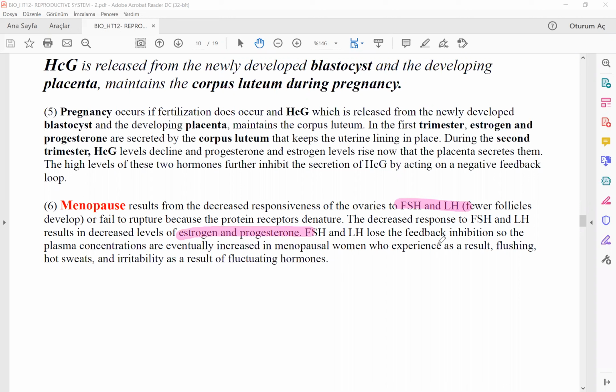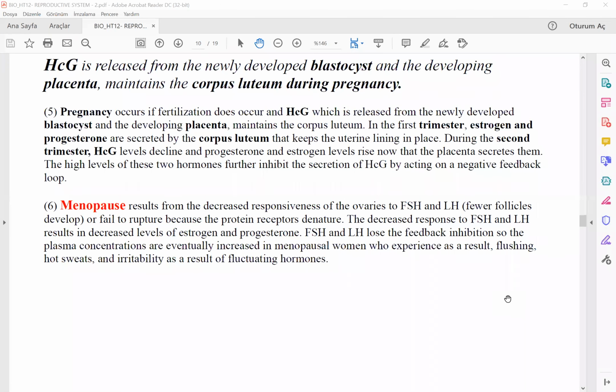FSH and LH lose the feedback inhibition, so the plasma concentrations eventually increase in menopausal women, who experience flushing, hot sweats, and irritability as a result of fluctuation in the hormones. Menopause means the menstruation period starts to pause, it stops. Okay, especially at the age of 40 or 50, between 40 and 50.